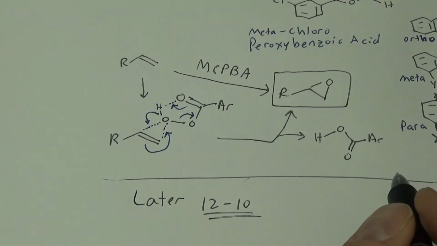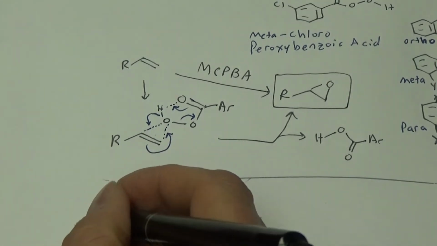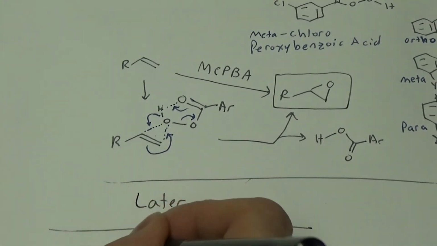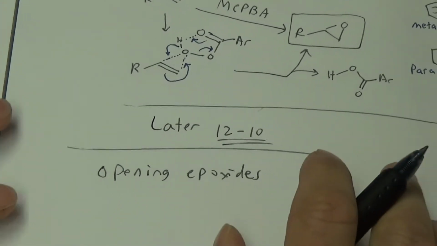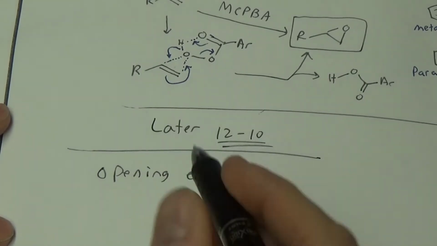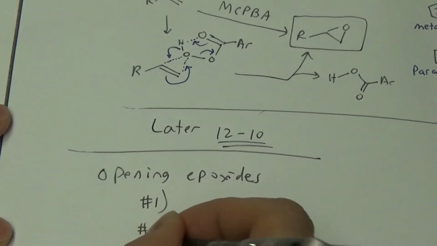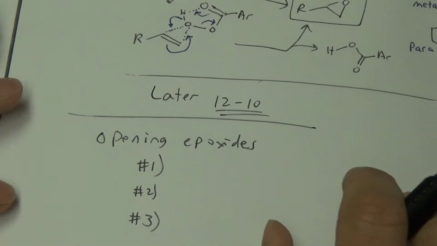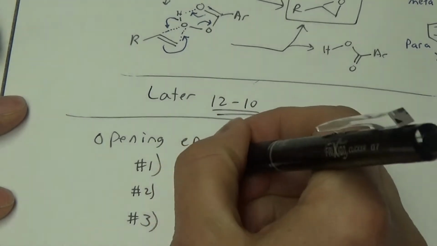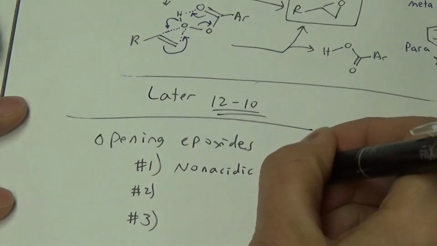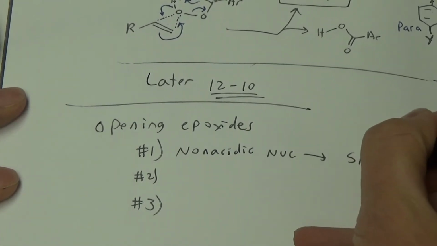Alright. Okay, so now that we know how to make it, we have to talk about opening. So, opening epoxides. And just like when we talked about ethers and ether cleavage, there are only a couple of ways that we talk about to open epoxides, but you need to know all three of them. So I'll list them and then I'll talk about them. First one, number one, is non-acidic nucleophile, and this will always be an SN2 style reaction.